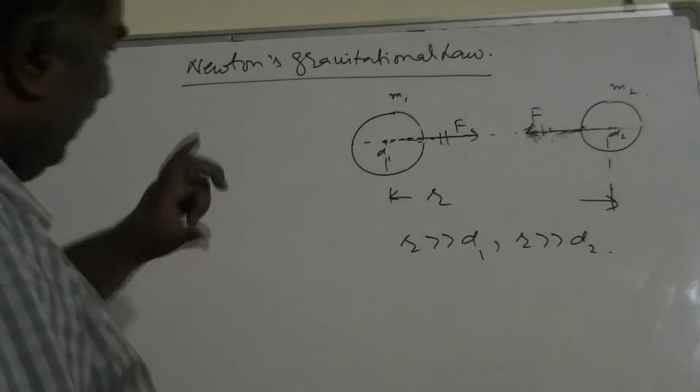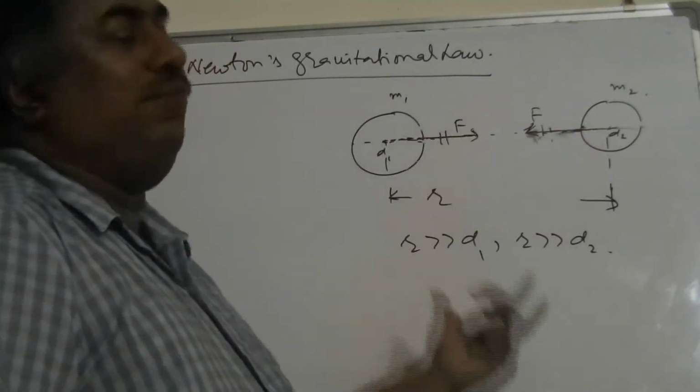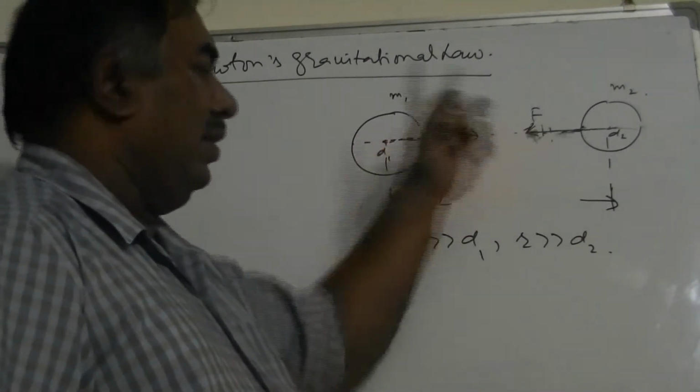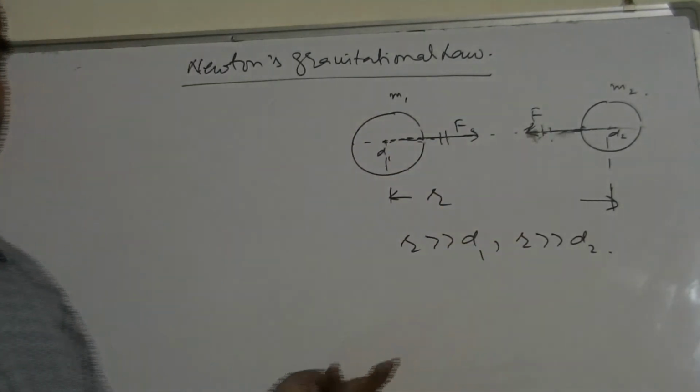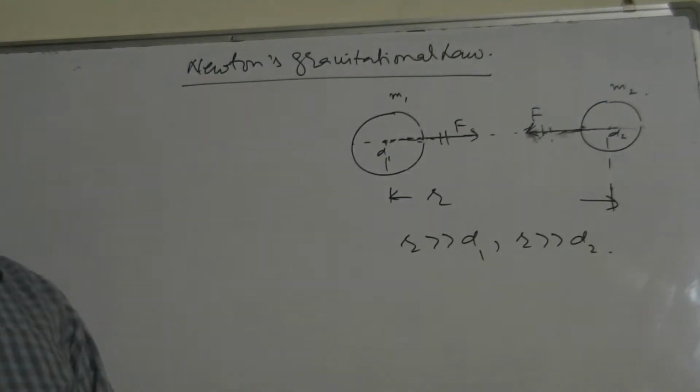So it doesn't matter whether this body is big and this is small. They will be attracting each other by the same force. Suppose Sun and Earth will be attracting by the same force. It doesn't matter whether the size of the Earth is small or the size of the Sun is bigger. But the acceleration of the Sun will be different and the acceleration of the Earth will be different. So let us see how Newton's gravitational law is stated.